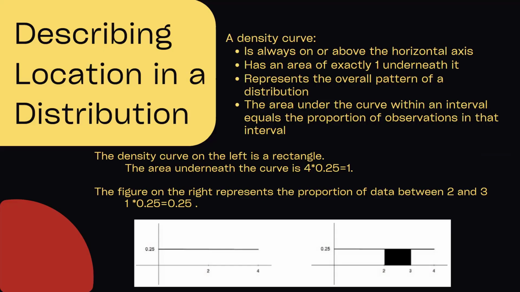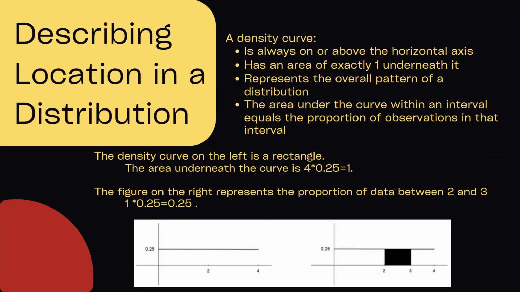Now, when we talk about describing a location in a distribution, a density curve is an important thing to understand. It always is on or above the horizontal axis and has an area of exactly 1. It represents the overall pattern of a distribution, and the area under the curve within an interval equals the proportion of observations in that interval.